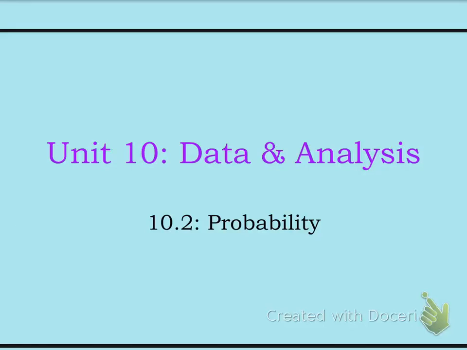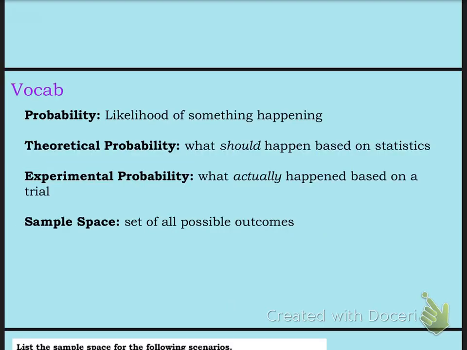Okay, in this video we're going to talk about probability. Probability is the likelihood of something happening. Theoretical probability is what should happen based on sets. Remember, if you think of a theory, it's something that hasn't possibly been tested yet, so you think it's what should happen. Experimental is what actually happens. So if you did the experiment, this is what actually happens.